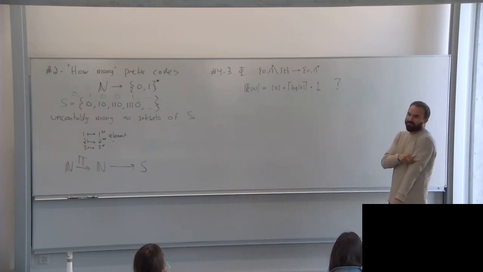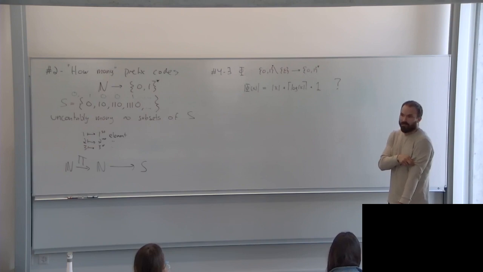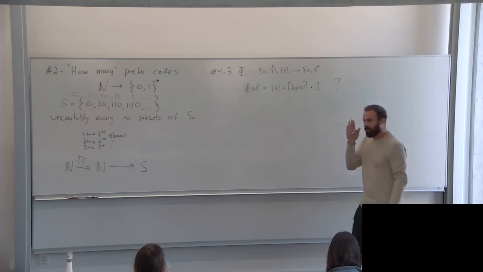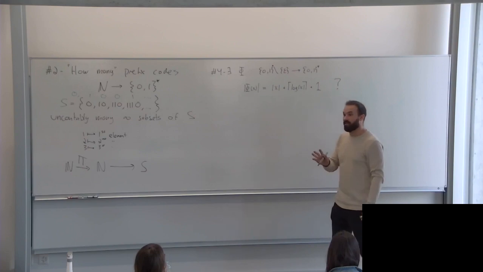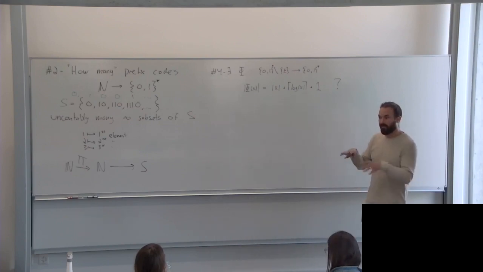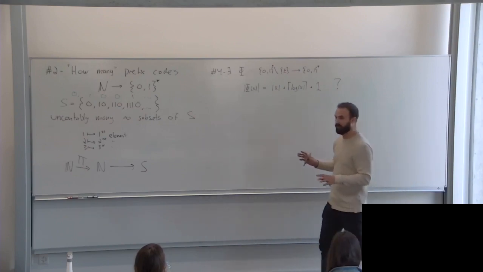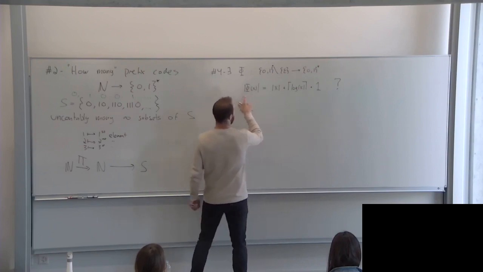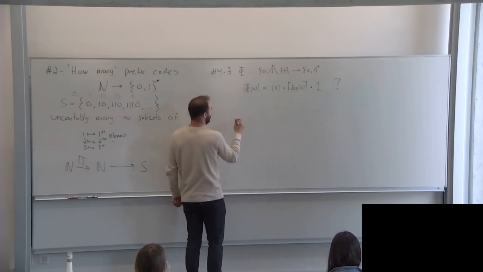And we saw that Kraft's theorem was a criterion. Some sum is smaller than 1 if and only if there is a prefix code with those lengths as code word lengths.